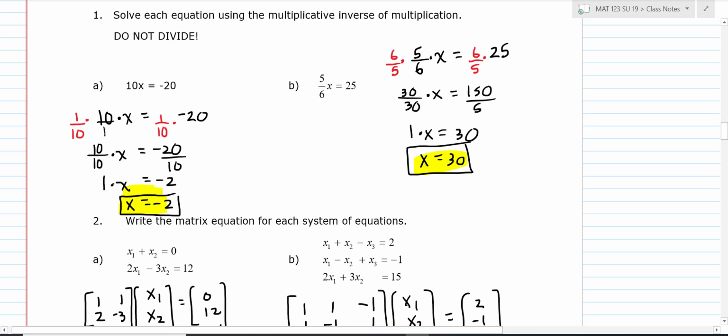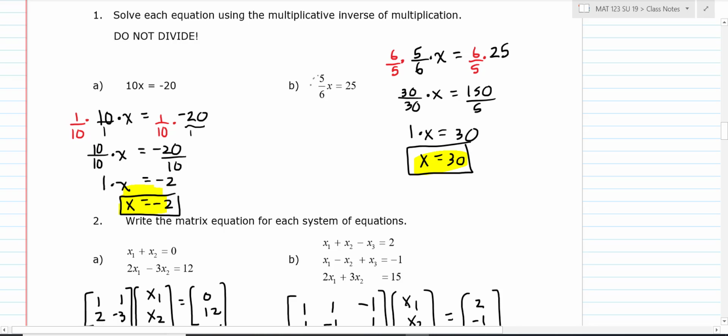Okay, when you multiply this out, that's 10 over 10 times x. This is negative 20 over 10, multiplying straight across. So that's 10 over 10x equals negative 20 over 10. That becomes 1x. And we know the identity times x is itself. So you get negative 2. Try to think of the numbers kind of like you're going to think of matrices.